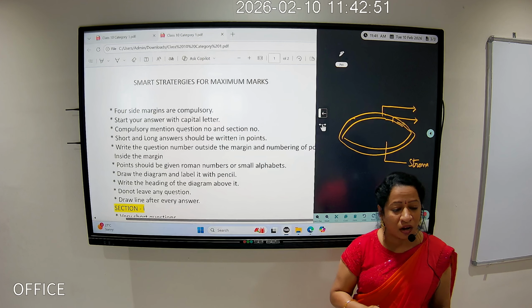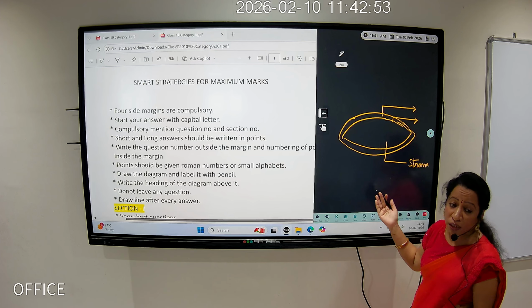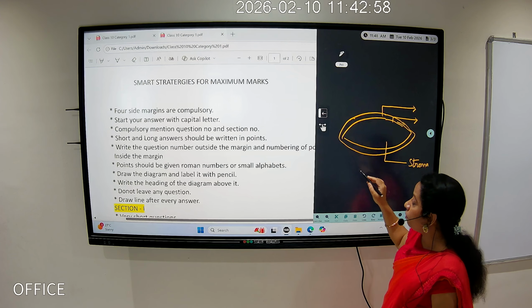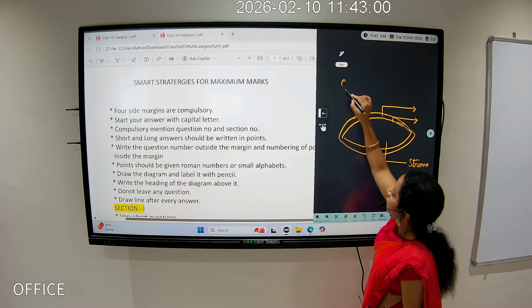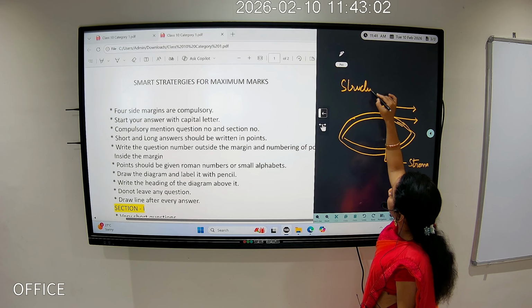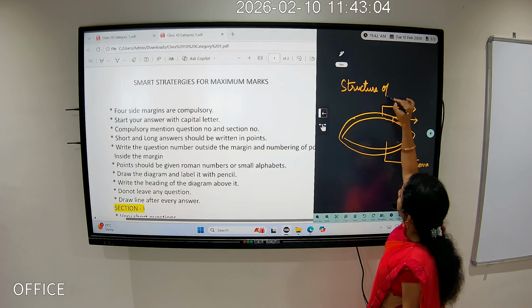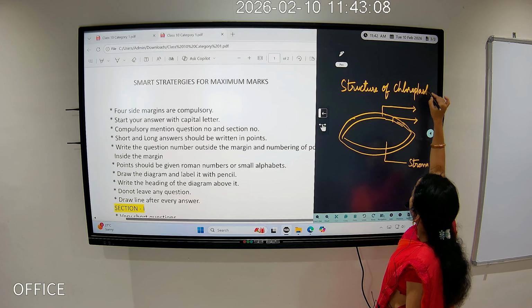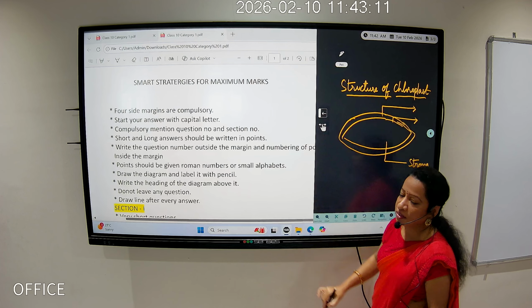You will draw the diagram, but you will not mention what the diagram is, which you have to write either above the diagram or below the diagram. Like, and just underline this one.